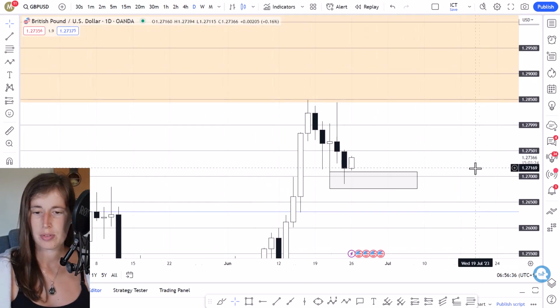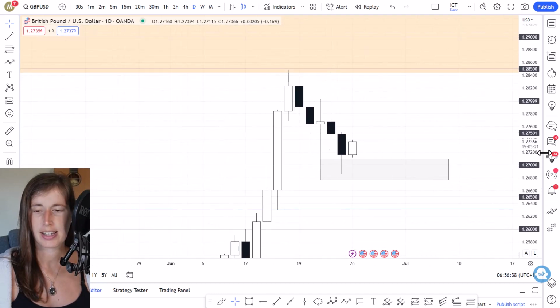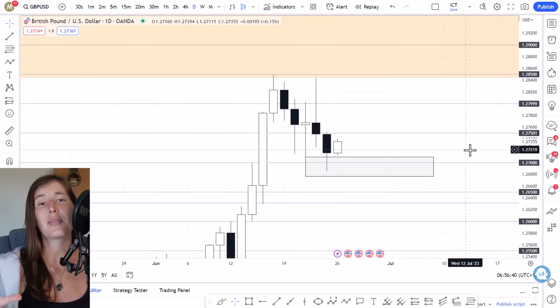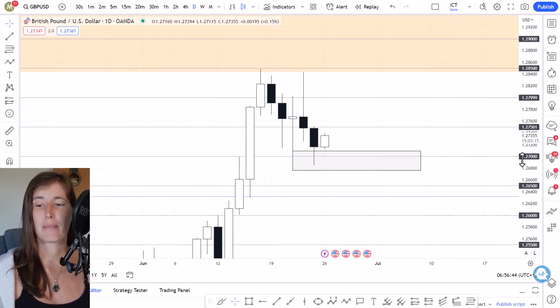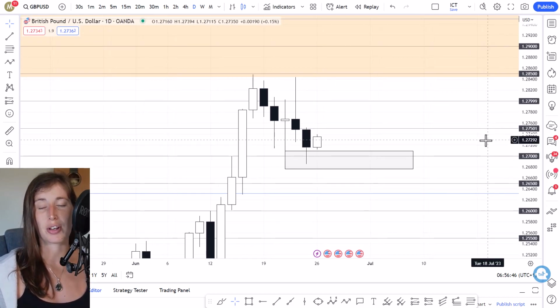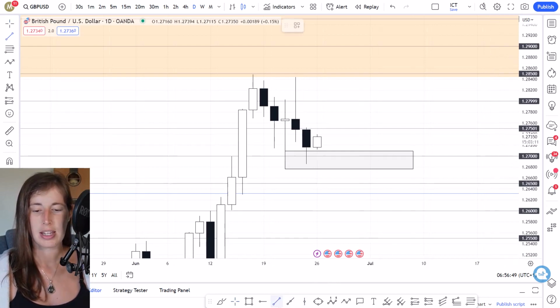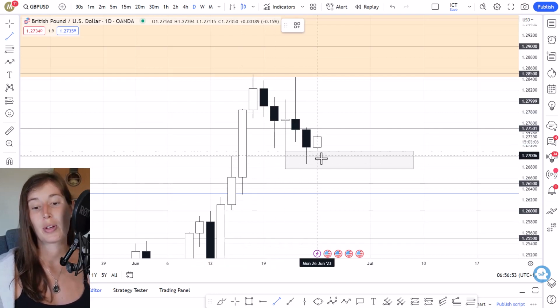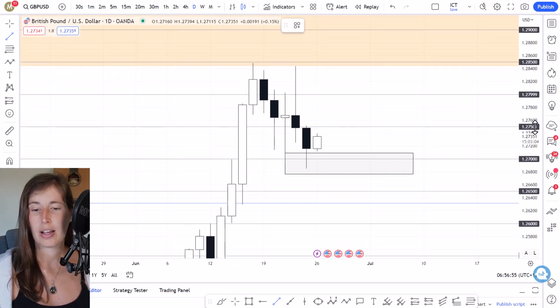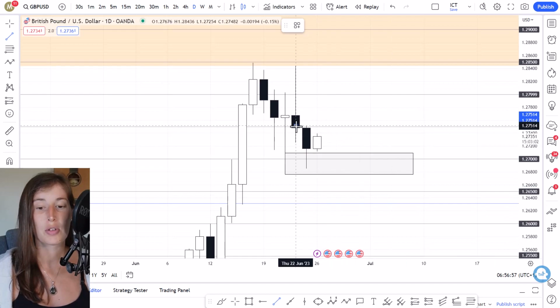But for now, zooming right in on the daily time frame, which is the time frame I generally base my trades on. It's where I place my key levels. It's where I make my decisions on a bias from. And at the moment, even though we're on this larger uptrend, short term, we're coming down.